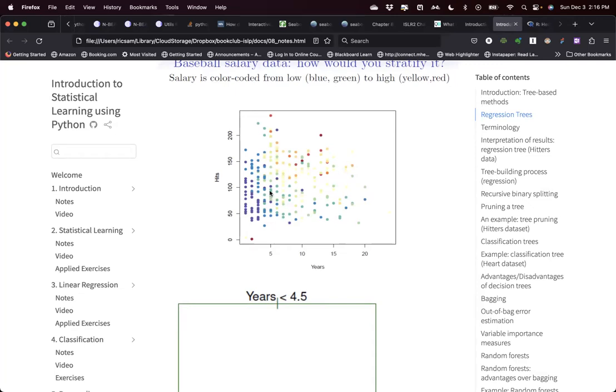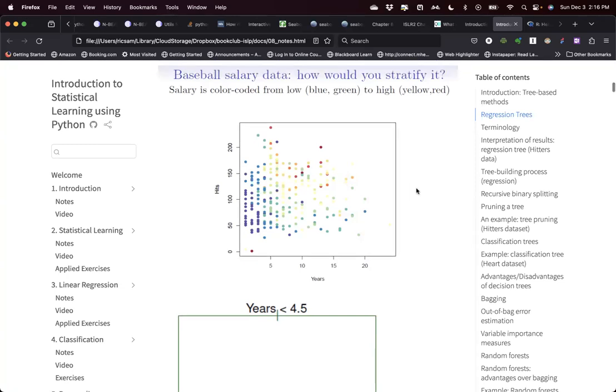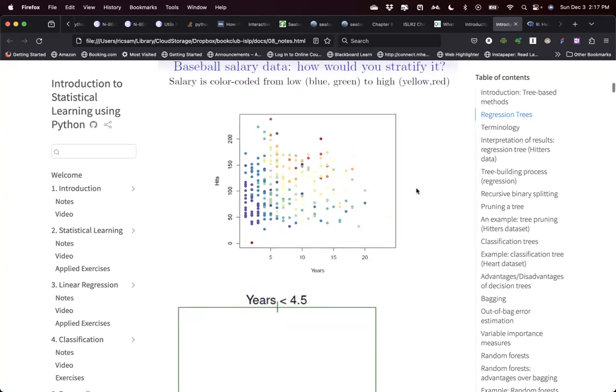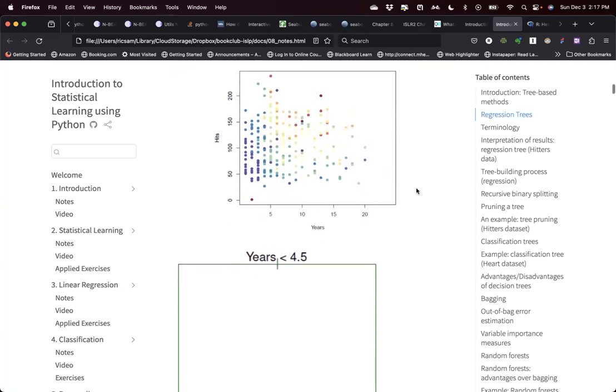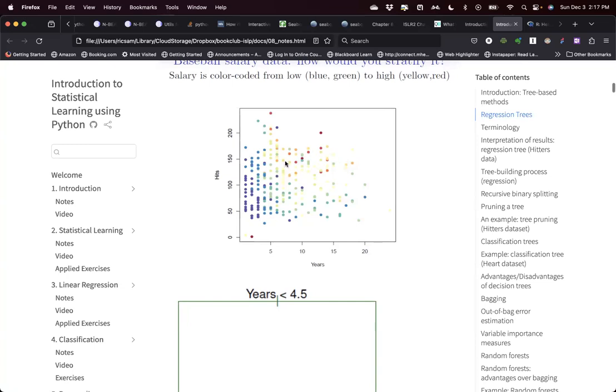But if we try to fit a linear regression here, it's not very intuitive. I mean, we can do it, but the points are all over; they're not concentrated, or the correlation is not that apparent with salary, with years, and with hits. So this is a good data set for decision trees, because decision trees don't care about the real relationship between years, hits, and the response. They only care about what the cutoff is for each of these parameters.